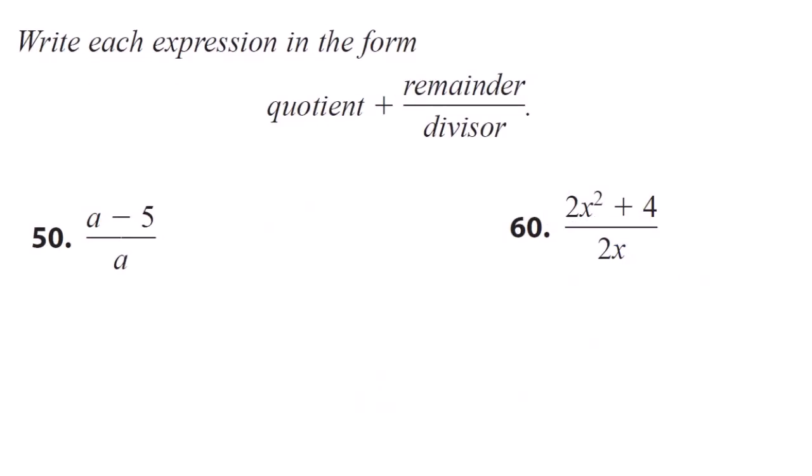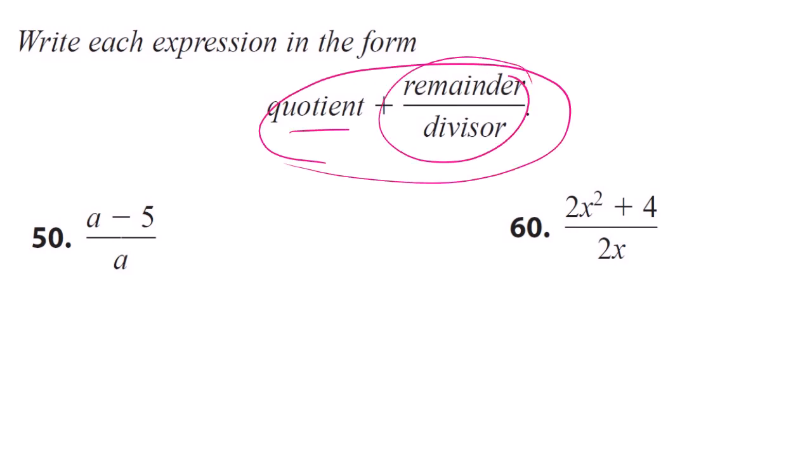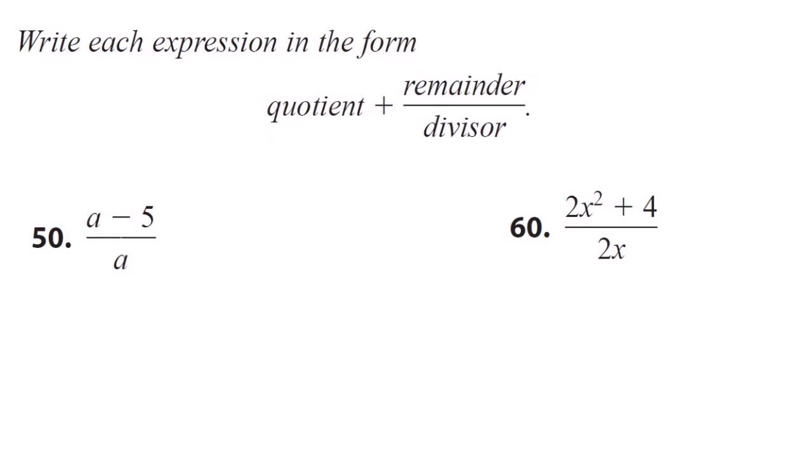So in this problem, or these problems, we're asked to write the expression in the form of quotient plus remainder over divisor. Okay, so number 50. We could do this a few different ways. I could break this up and say it's a over a, distribute minus 5 over a. So I'm just distributing the divisor to each of the terms in the numerator, or the dividend.